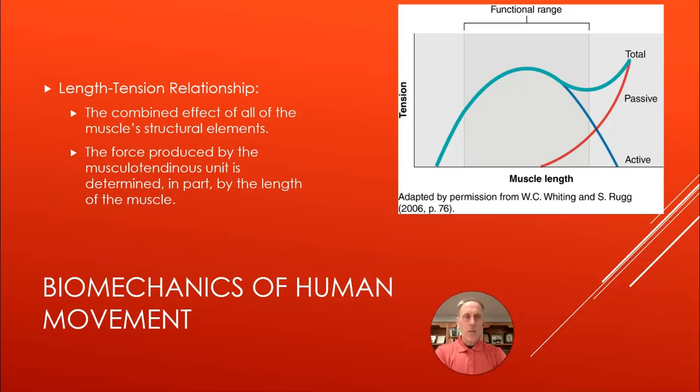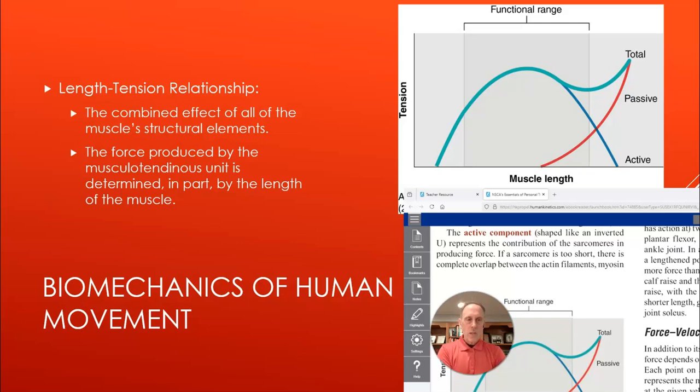And what they do here is they have this listed, so in the chart above, which was right from our book, you have this functional range. The inverted U that you have here is the active component of the range. So we have a range where you can take a muscle through, whether it's a movement pattern, but there's a functional component that's the active component right in the middle of this green line here. And it represents the contribution of the sarcomeres in producing force.